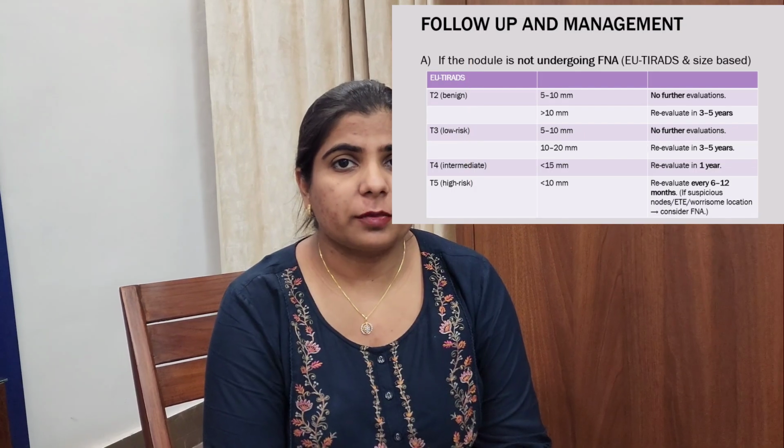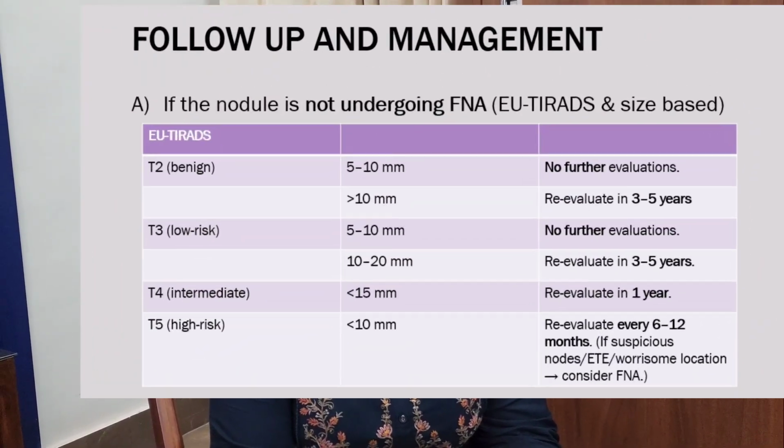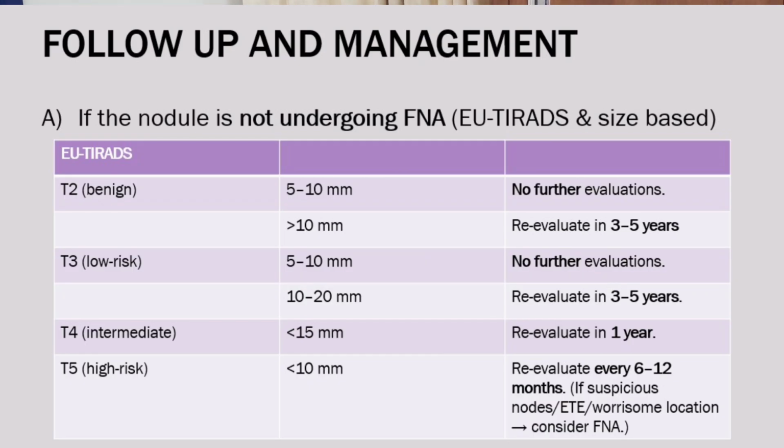Now comes the most important part, that is the follow-up and management. I have divided it in 2 parts. If the nodule is not undergoing any FNAC, then when to follow up: that is T2, lesions of more than 10 mm, they are to be re-evaluated every 3 to 5 yearly, but less than 10 mm, they need no further evaluation. T3, that is low risk, 5 to 10 mm, no further evaluation is required, and 10 to 20 mm, re-evaluate in 3 to 5 years.